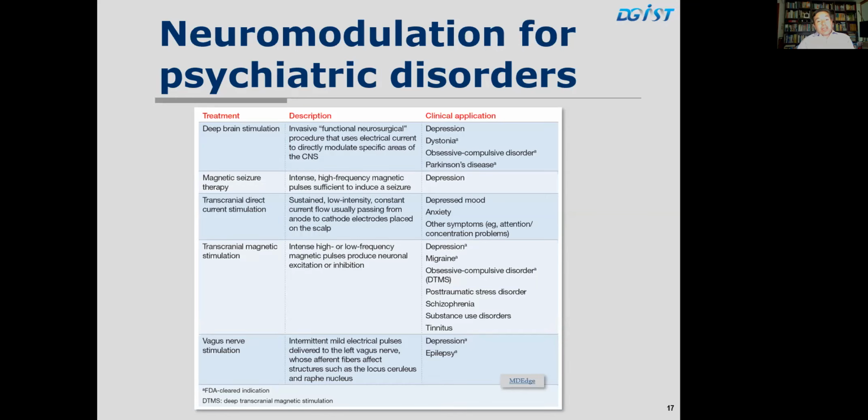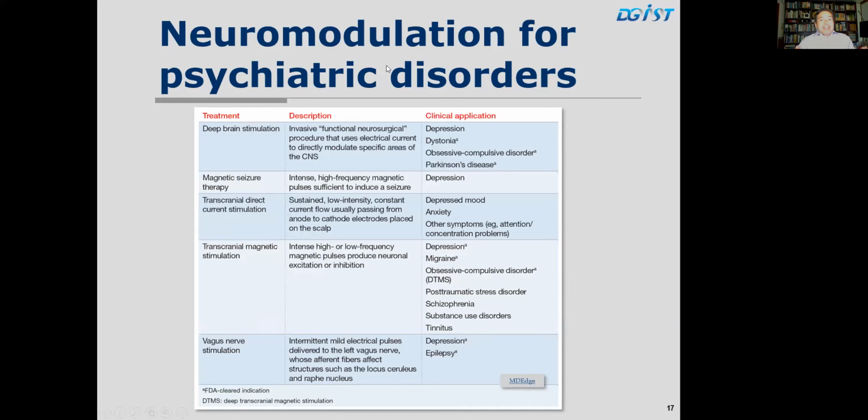Another approach to psychiatric disorder, a fourth approach, if you will, to the treatment of psychiatric disorders, is neuromodulation, some form of electromagnetic therapy, whether it's through space or inserted through a needle. And here are some examples of that. There's deep brain stimulation, invasive functional neurosurgery. We talked about that with Parkinson's disease. So this is neuromodulation, but it's also using a surgical approach.